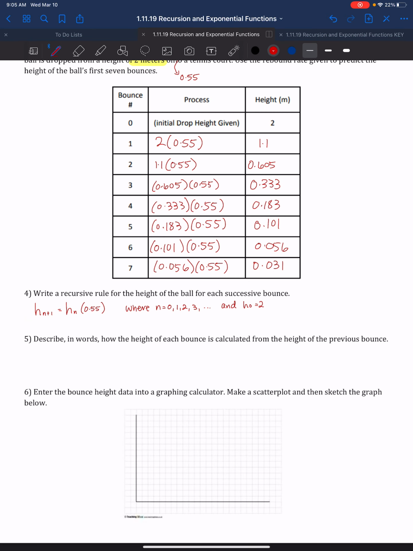And now it says, describe in words how the height of each bounce is calculated from the height of the previous bounce. So remember, it's just 55% of the original bounce or the previous bounce. So we just say the height of each bounce is 0.55 times the previous height.